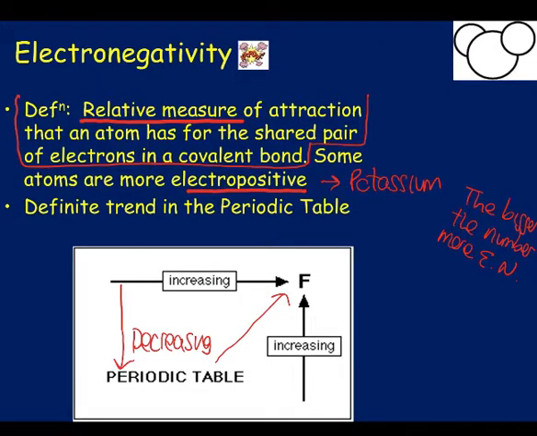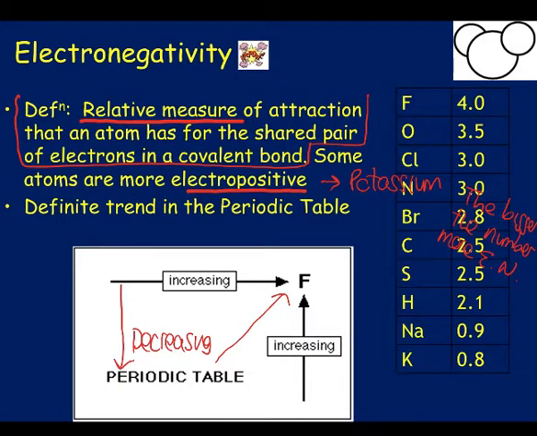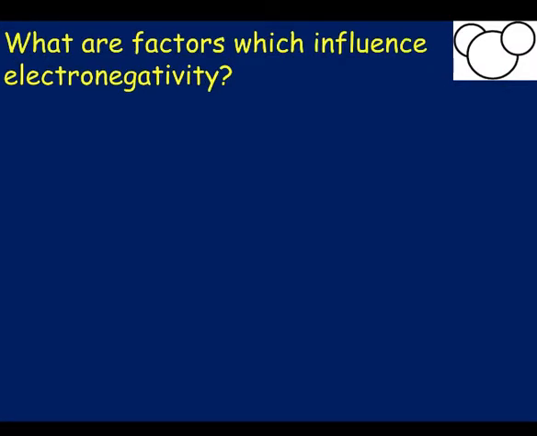Okay, so we've seen trends before. We've talked about atomic radius, we've talked about ionization energy, and now we're going to talk about trends in terms of our periodic table. So again, this is just the list of the values, and the bigger your number up here, so this is the most electronegative is fluorine, and your least in this example is potassium. So that makes potassium more electropositive, in terms of its measurement.